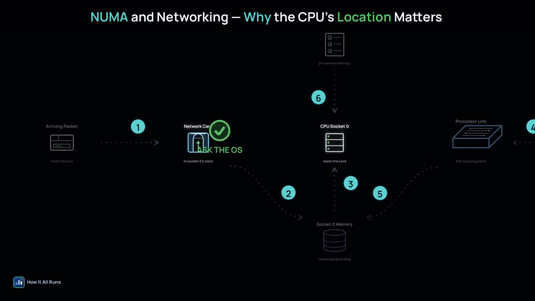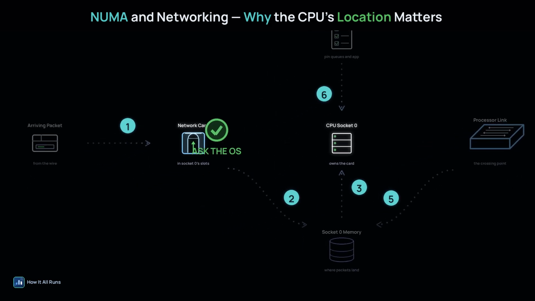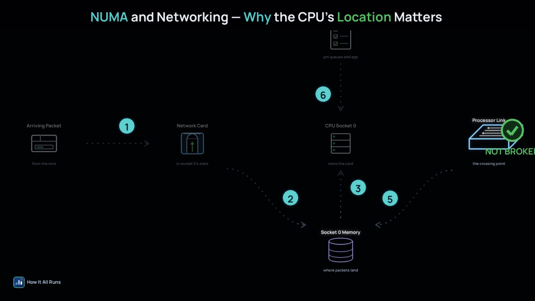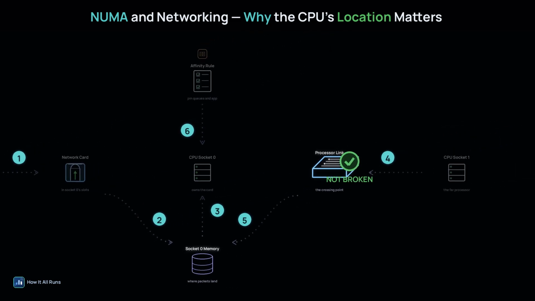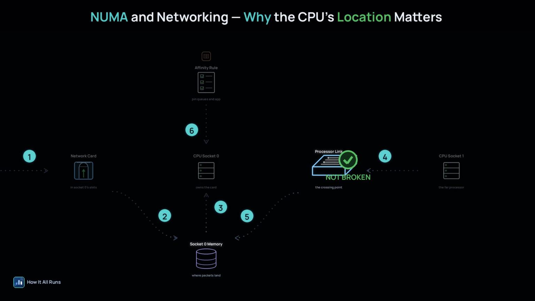How do you know which socket owns a card? The operating system will tell you. Every device is labeled with the processor it hangs off, and every memory bank is labeled with the processor that owns it. None of this is a defect. Splitting memory between processors is precisely what lets a server have many cores at all. A single shared memory bus for everyone would have become the bottleneck years ago.